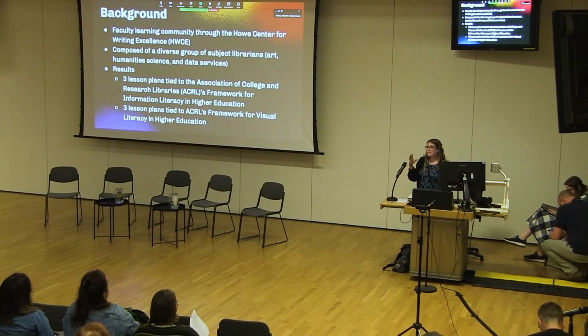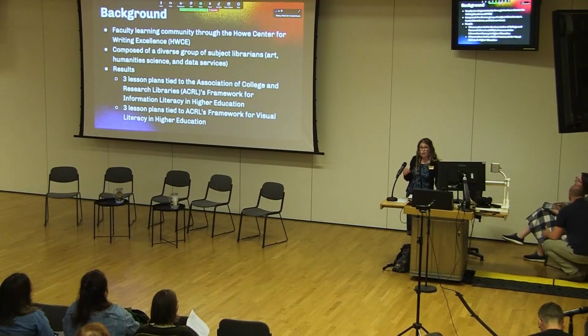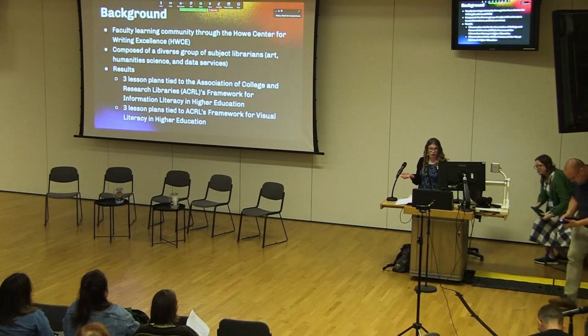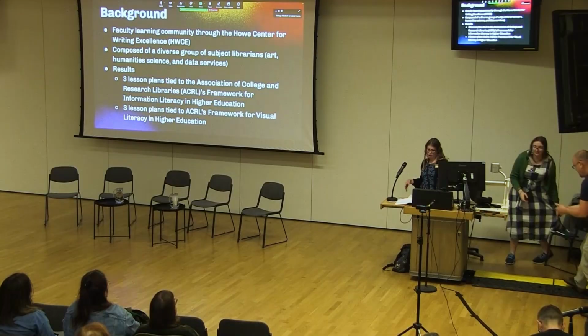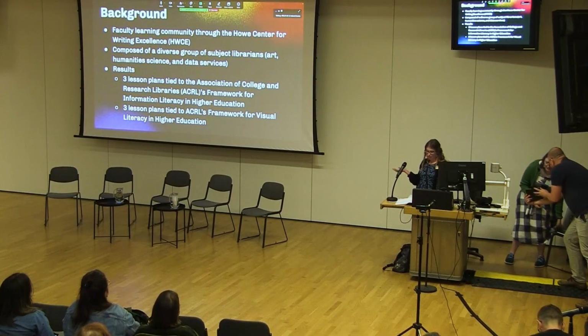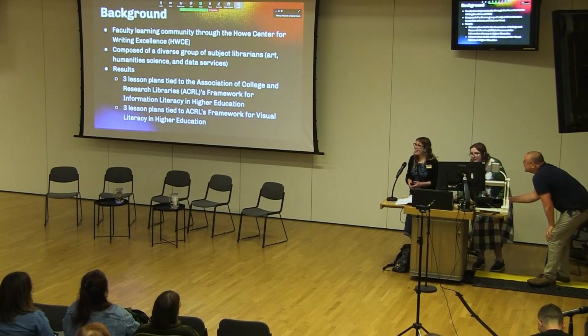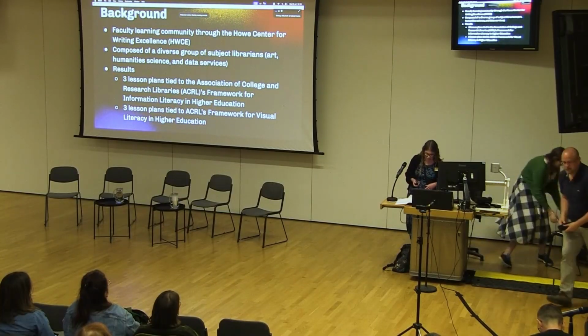And we ended up designing a set of 6 lesson plans divided evenly between information literacy and visual literacy that can be used in college-level classrooms to critically examine AI within the context of building these skills. To accomplish this, we tied our lesson plans to the Association of College and Research Libraries, ACRL's Framework for Information Literacy in Higher Education, and the ACRL Framework for Visual Literacy in Higher Education.